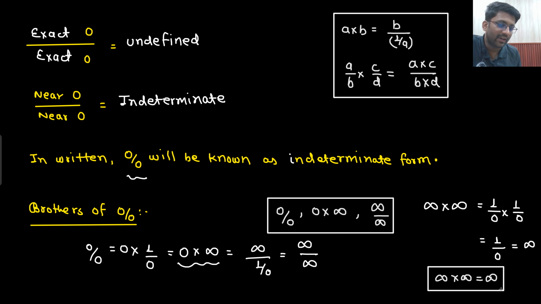Which is the indeterminate form? Indeterminate form means the answer cannot be achieved. 0 by 0, answer cannot be achieved. 0 into infinity, answer cannot be achieved. Infinite by infinite, answer cannot be achieved. But infinite into infinite, answer can be achieved. Understandable? So infinite into infinite is not an indeterminate form. As of now, 3 indeterminate forms we have seen: 0 by 0, 0 into infinity, infinite by infinity. We will do the analysis of these 3 indeterminate forms as of now.